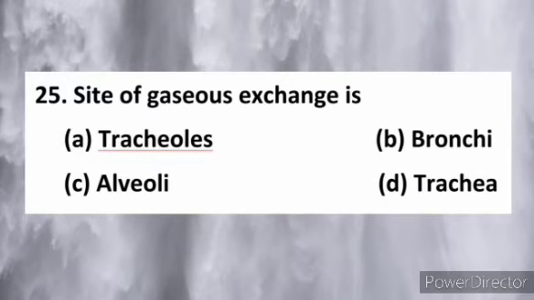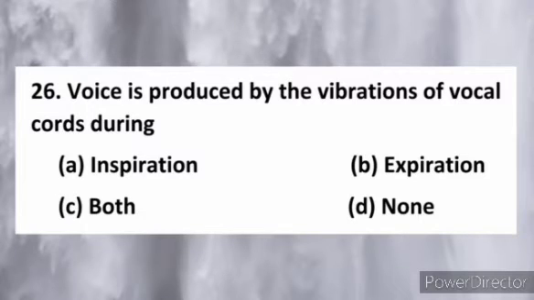Okay, so the site for the gaseous exchange, oxygen and carbon dioxide, happens in the alveoli. The answer is alveoli. Question number 26.